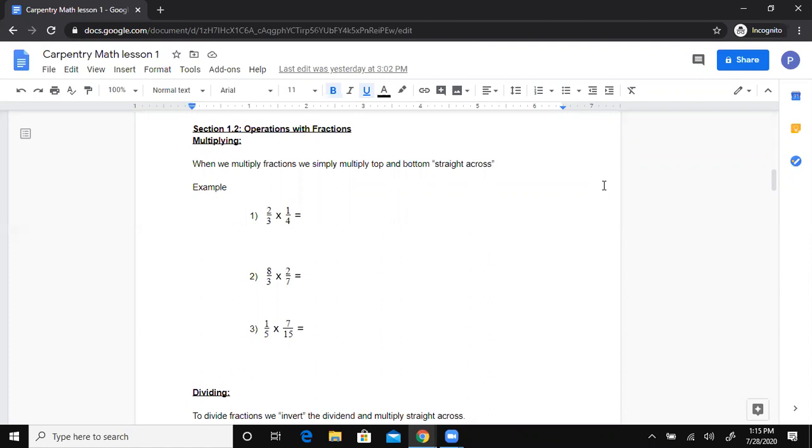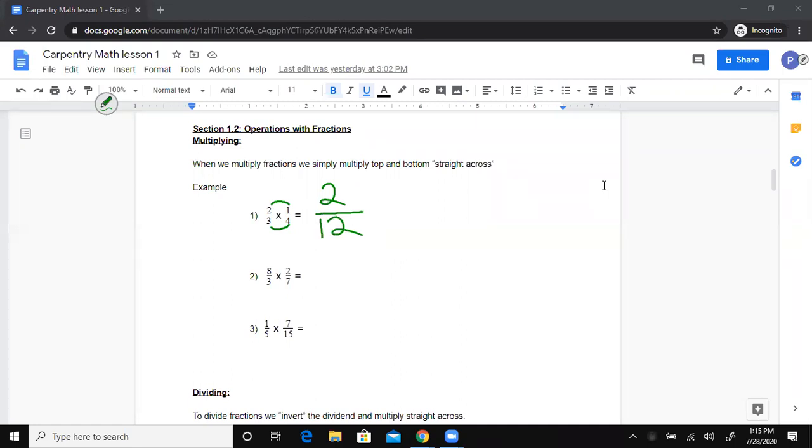So in this first example, 2/3 times 1/4. The nice thing about working with fractions and multiplication is that it's just like normal numbers, and we work top to top and bottom to bottom. So we do the top first. 2 times 1 is equal to 2. Anything times 1 is equal to itself. And the bottom, 3 times 4 is equal to 12.